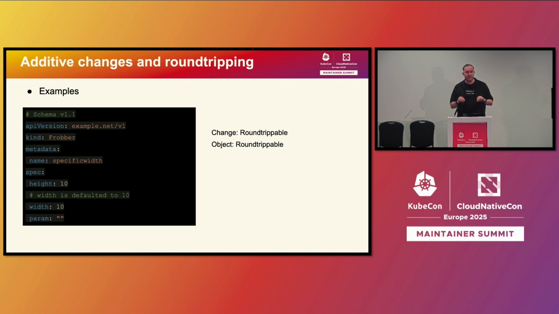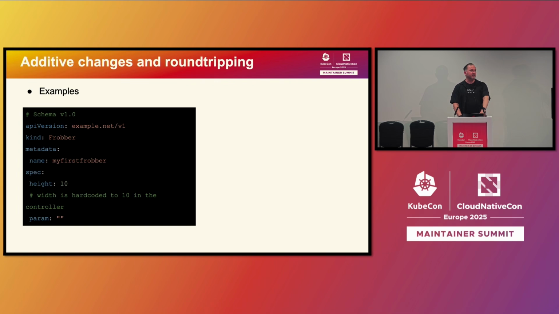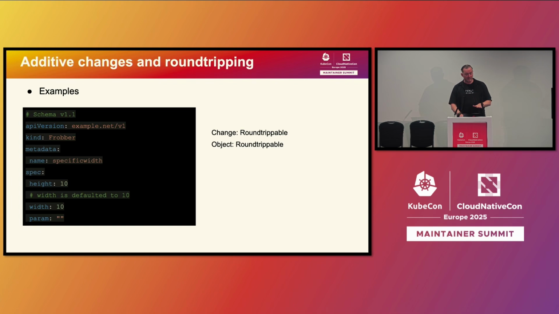So the object is round-trippable. The API change itself is round trippable because it's possible to have an object that is round trippable. This object is also round trippable because there's no change in functionality between having a width of 10 explicitly specified and having a width of 10 implicitly specified by the controller. Right? So in this case, this specific object is round trippable.